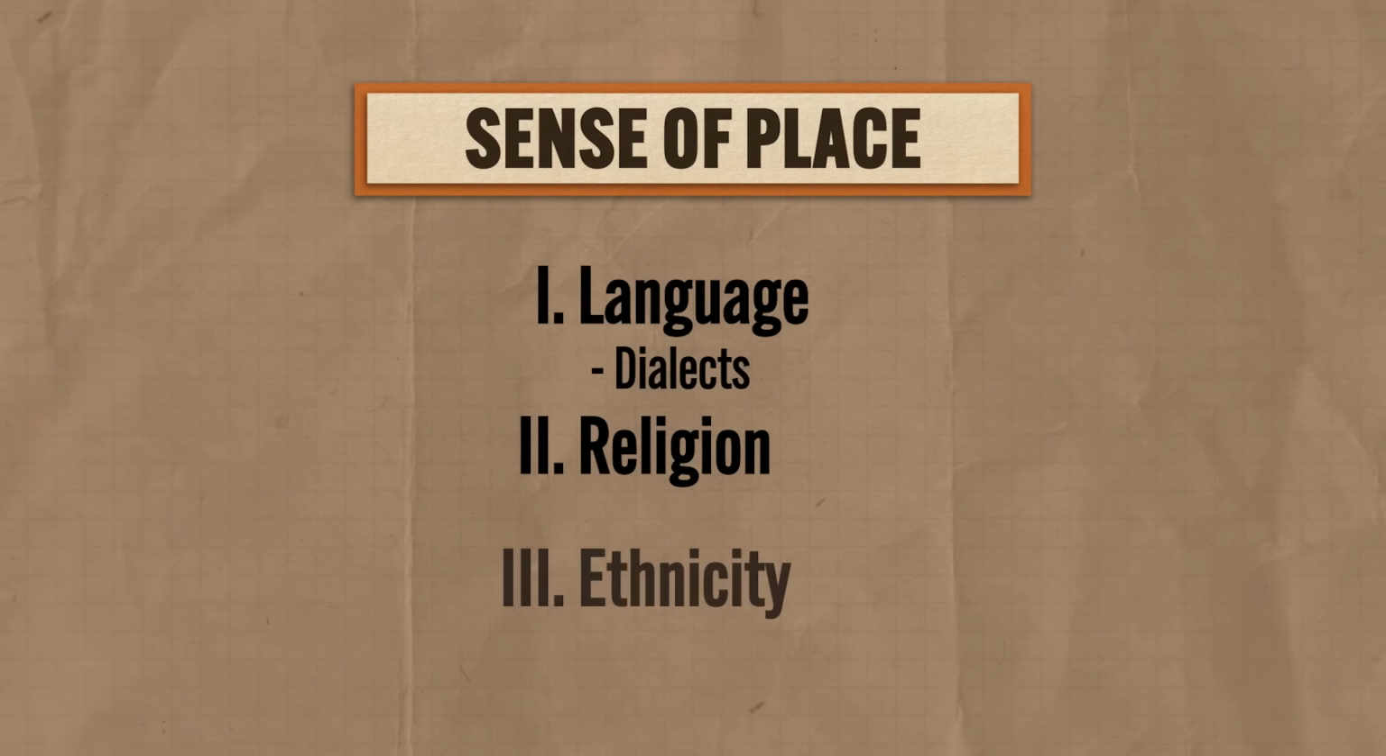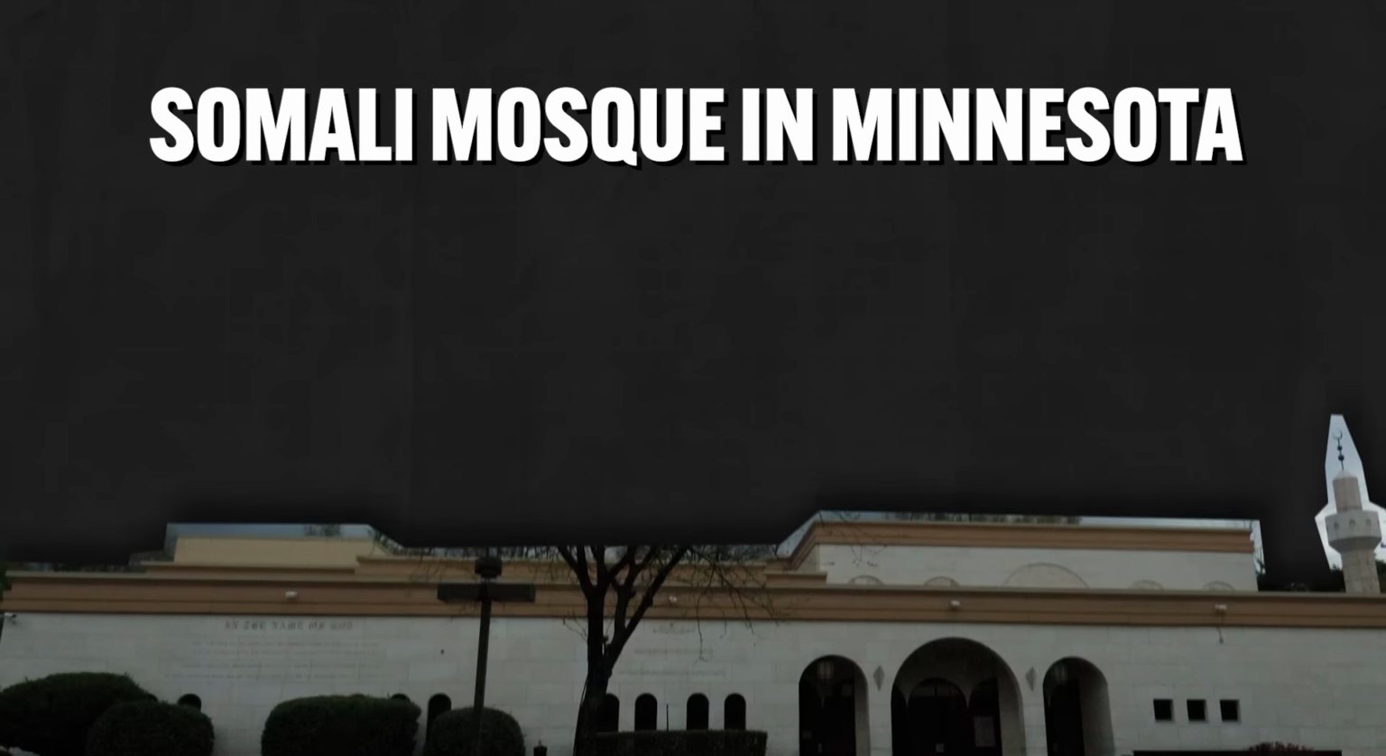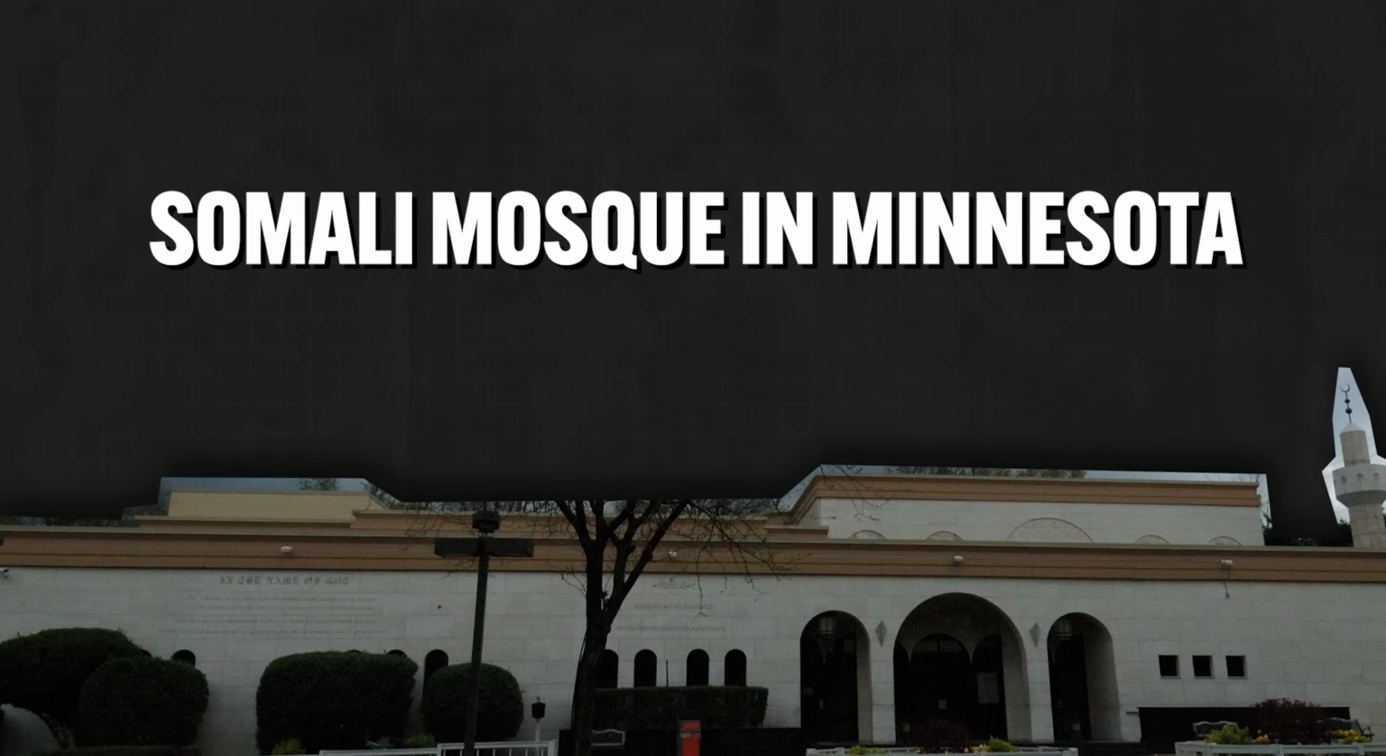And then third, ethnicity contributes to a people's sense of place. For example, the massive Somali immigrant population in Minnesota established a mosque long ago that has become part of their neighborhood's cultural landscape. There they worship, they have a school, they host community events, all of which contribute to their sense of identity as Somalis. So those are the 3 main factors that contribute to a people's sense of place.